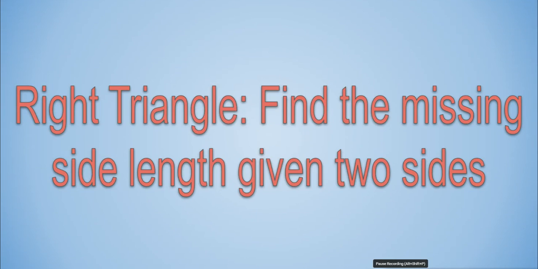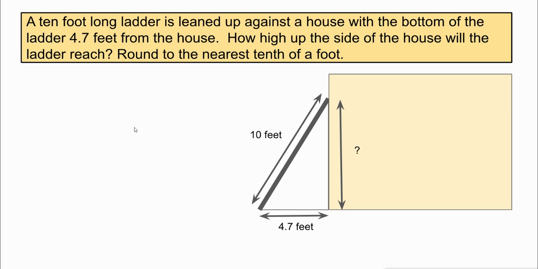In this video, we are going to find the missing side length given two side lengths in a right triangle. A 10-foot long ladder is leaned up against a house with the bottom of the ladder 4.7 feet from the house. How high up the side of the house will the ladder reach? Round to the nearest tenth of a foot.